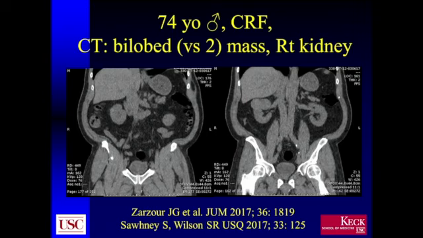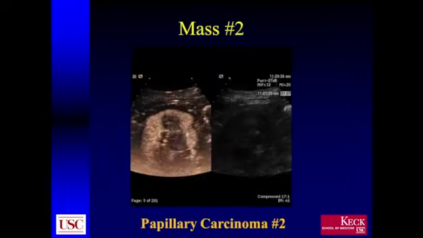Basically, about all you can really say in this particular case is yes, there are two mass-like areas in the upper pole of the right kidney, which you can see here and here. This was a patient who was 74 years old, history of chronic renal failure, so contrast injection was out of the question. And so further characterization of these areas was essential.